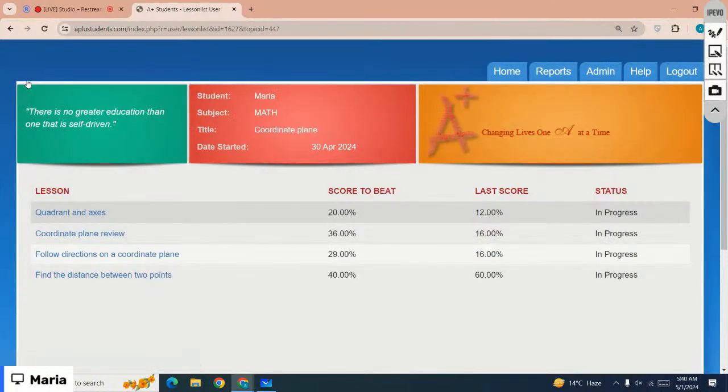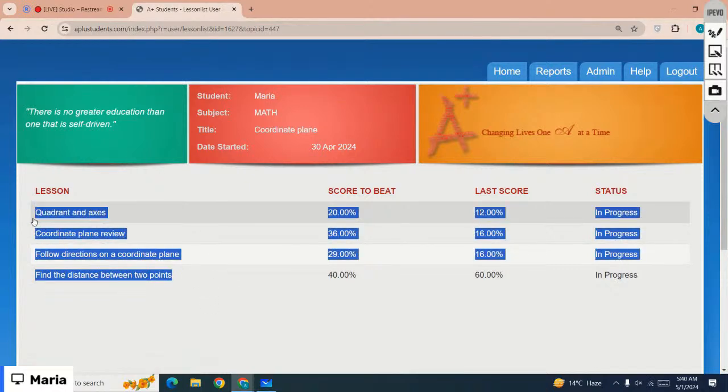So, we were working on grade 8 math. The chapter we're working on is coordinate plane. The lessons we have covered today are quadrant and axis, coordinate plane review, follow directions on a coordinate plane, and find the distance between 2 points. Please make sure before the next session you complete all the practice questions for the lessons we did today. That is your homework until next session, right?